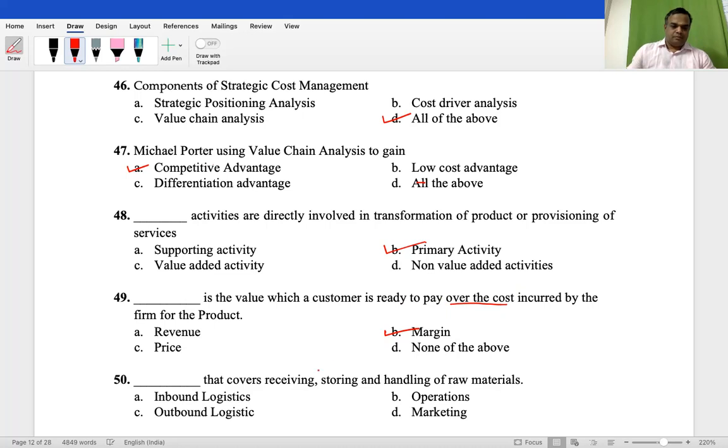Next. Dash that covers receiving, storing, and handling of raw materials. Option A, inbound logistics. Option B, operations. Option C, outbound logistics. Option D, marketing. Inbound logistics. Good.